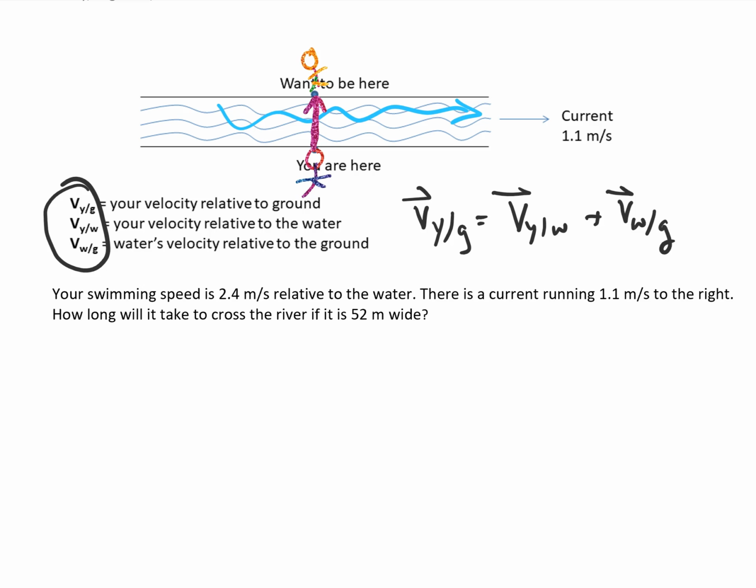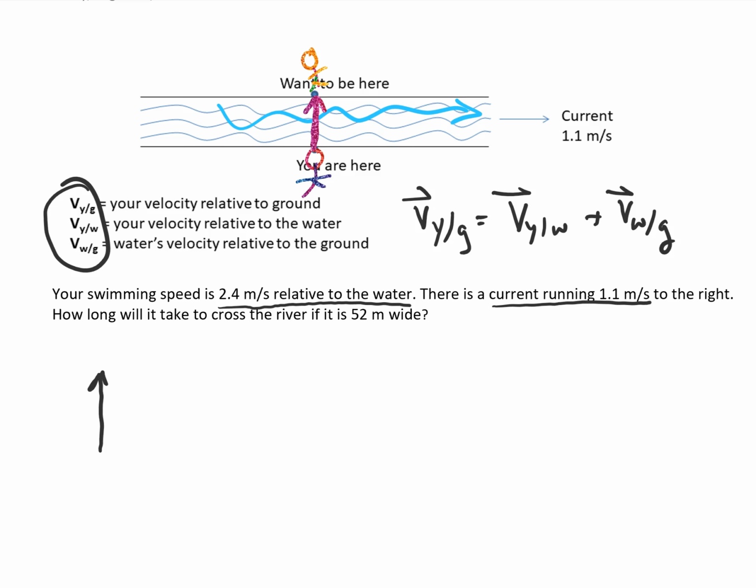So we're given that our swimming speed is 2.4 meters per second, and that's relative to the water. So that's like how fast we can push off the water. And there's also a water current running 1.1 meters per second to the right. So ultimately, we want to figure out how long it will take to cross the river if it's 52 meters wide. So, okay, we want to go straight across the river.